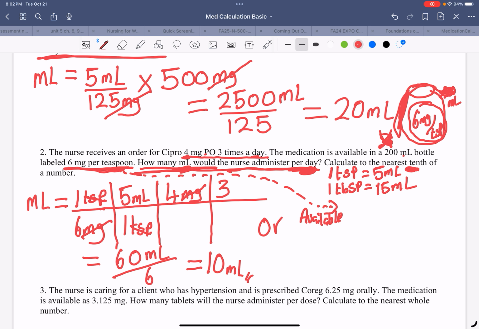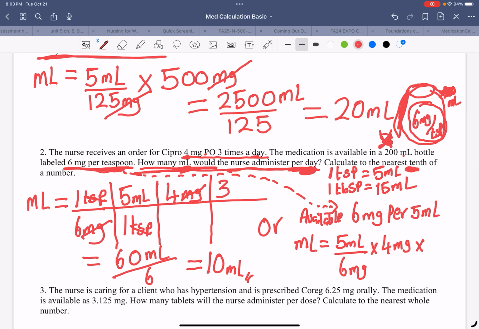So now I'm going to rewrite that as 6 milligram per 5 milliliter, instead of doing 1 tablespoon per 5 milliliter. So now when I just try to solve that, then I can just do what? For every 5 milliliter, I have 6 milligram, times what I'm given, which is 4, which was prescribed. And we know we have to look for per day, so now we can multiply that by 3. You can see we still get the same thing. 5 times 4 times 3, that's 60.